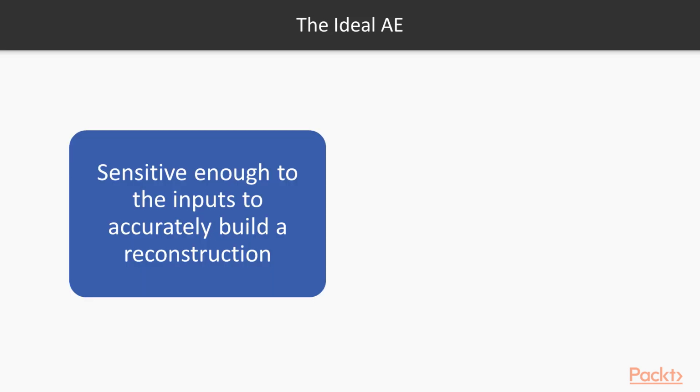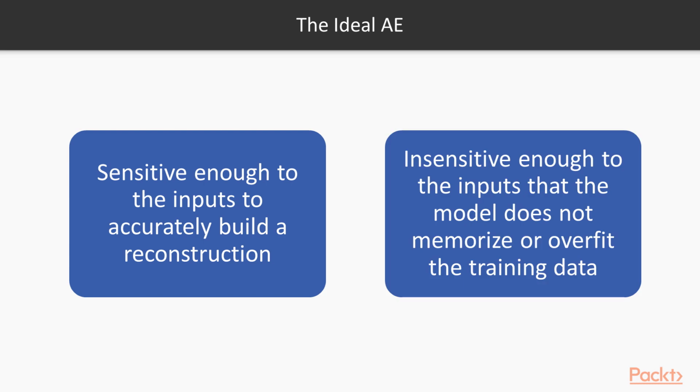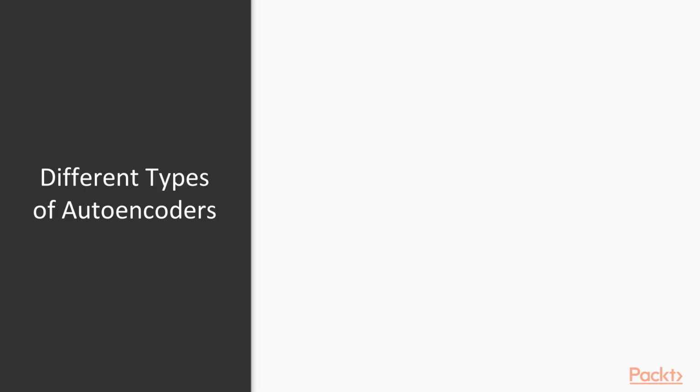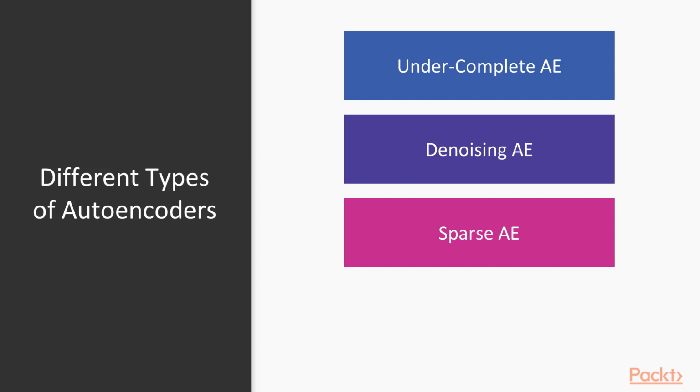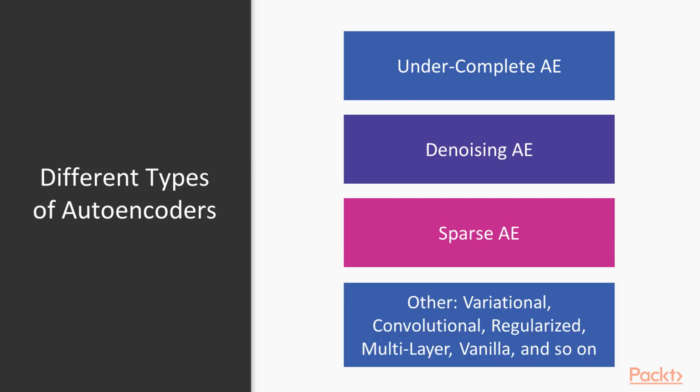It's good to keep in mind that the ideal autoencoder is the one that has the following features. It must be sensitive enough to the inputs to accurately build a reconstruction. It also must be insensitive enough to the inputs that the model does not memorize the inputs and does not overfit the training data. There are different types of autoencoders: the undercomplete autoencoders, the denoising, the sparse autoencoders, variational autoencoders, convolutional autoencoders, regularized autoencoders, multi-layer, and the vanilla autoencoders. And this list goes on and on.